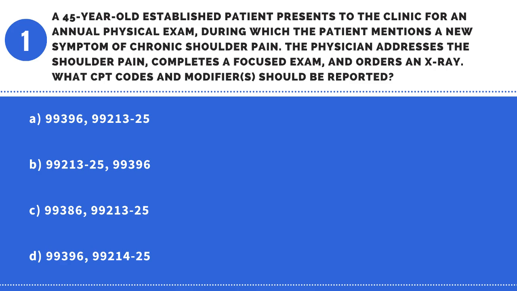Question 1. A 45-year-old established patient presents to the clinic for an annual physical exam, during which the patient mentions a new symptom of chronic shoulder pain. The physician addresses the shoulder pain, completes a focused exam and orders an X-ray. What CPT codes and modifiers should be reported?